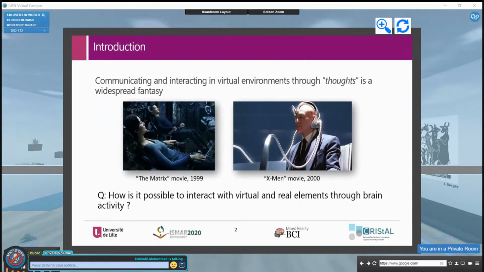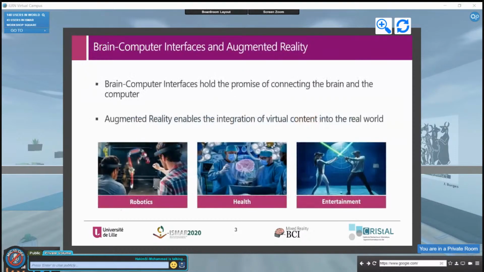But still, the question remains of how it is possible today with the tools that we have at our disposal to interact with these virtual and real elements through brain activity at once or in different conditions. Well, one idea to meet this objective was to combine brain-computer interfaces and augmented reality, because on the one hand, brain-computer interfaces hold this promise of being able to connect a brain and a computer, where people would, in theory, be able to interact and use a computer or manipulate any system only with their brain activity, through modulating their cerebral activity.